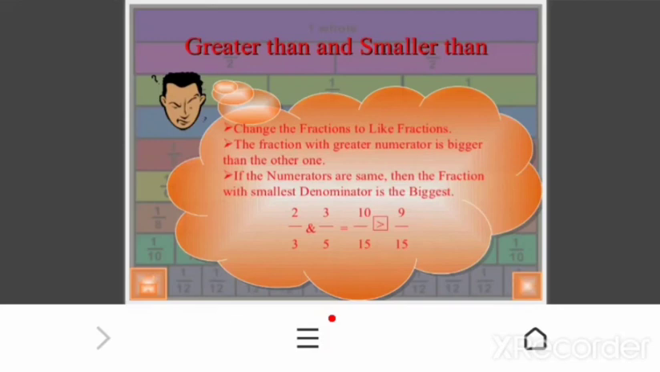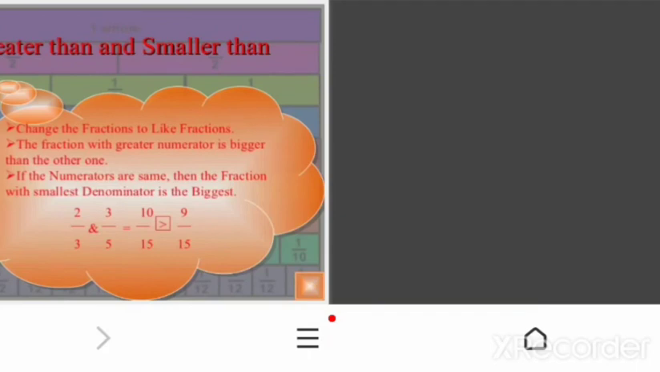Why, children? Change them into like fractions. So children, 2 upon 3 is converted to 10 upon 15 and 3 upon 5 is also converted to 9 upon 15. So now both are like fractions, children, and you can easily compare: the fraction with the greater numerator is bigger than the other one. So children, 10 upon 15 is more than 9 upon 15. In other words, you can say 2 upon 3 is more than 3 upon 5.